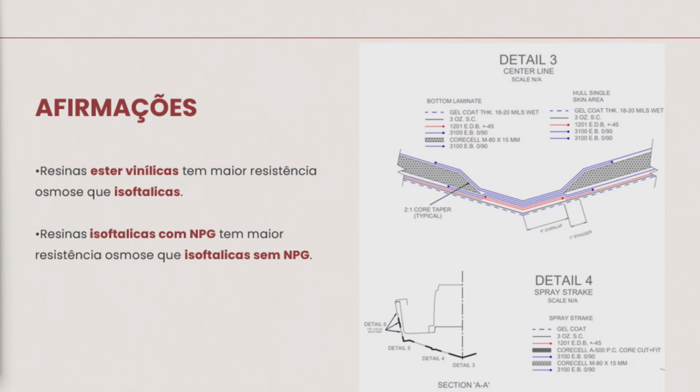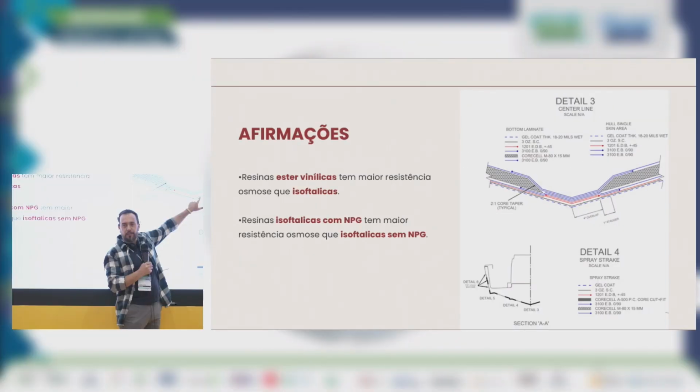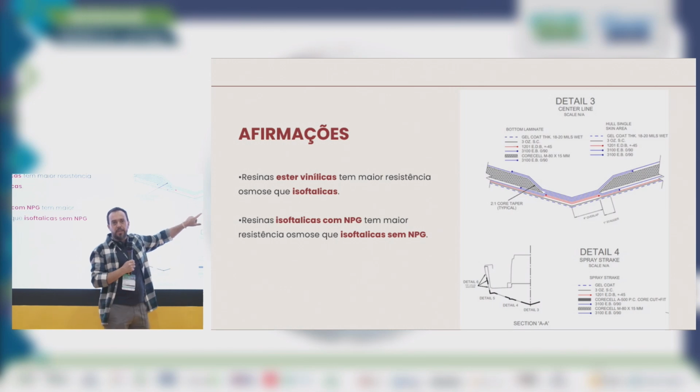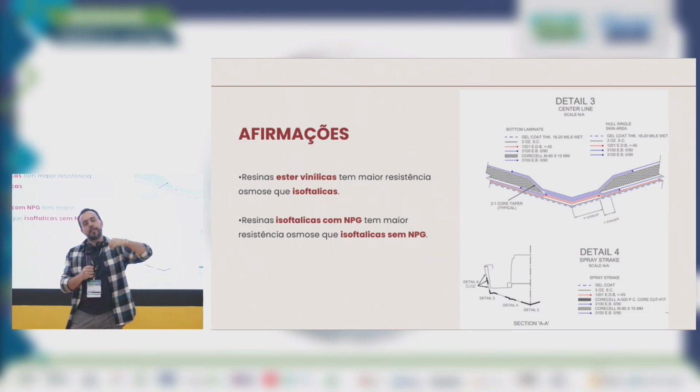These are some statements that people have made, and I'm sure you've heard people say this. We have some facts and figures to confirm these. So people say that vinyl ester resins are more resistant to osmosis than the isophthalic ones. We tested this. If my first layer is isophthalic gel, why does the second layer have to be vinyl ester?